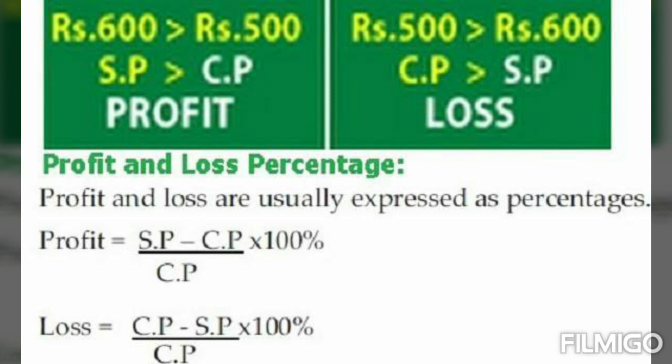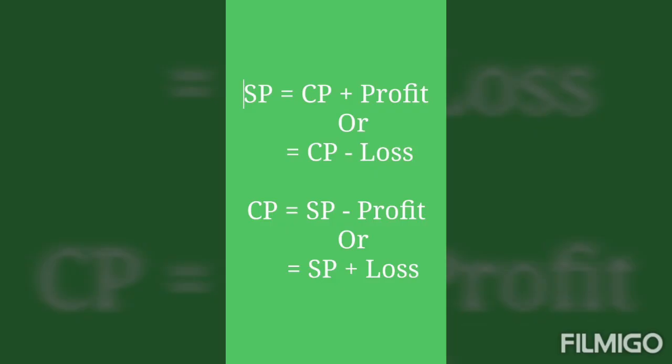Let's learn how we can calculate the profit and loss percentage. We know that if the SP is greater than CP, there is a profit, and if CP is greater than SP, there is a loss. So profit and loss are usually expressed as percentage. Profit percent is equal to profit upon CP into 100, and loss percent is equal to loss upon CP into 100.